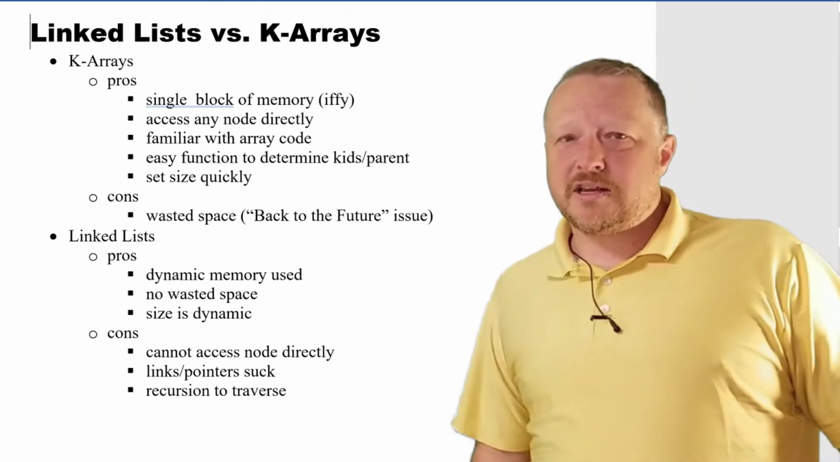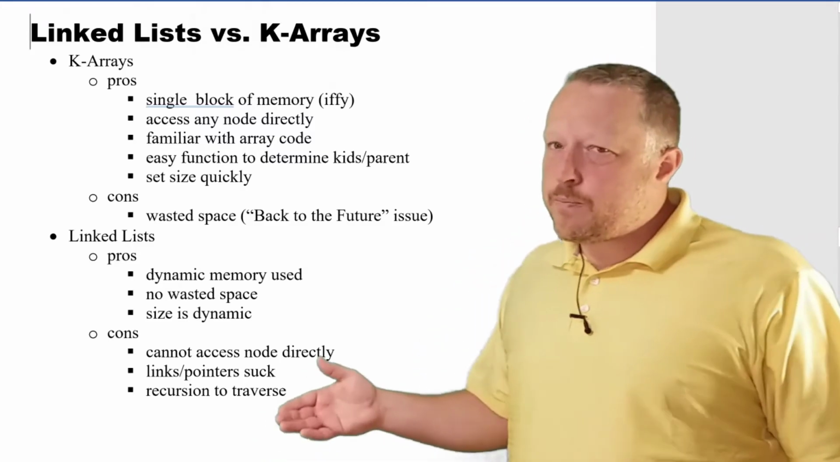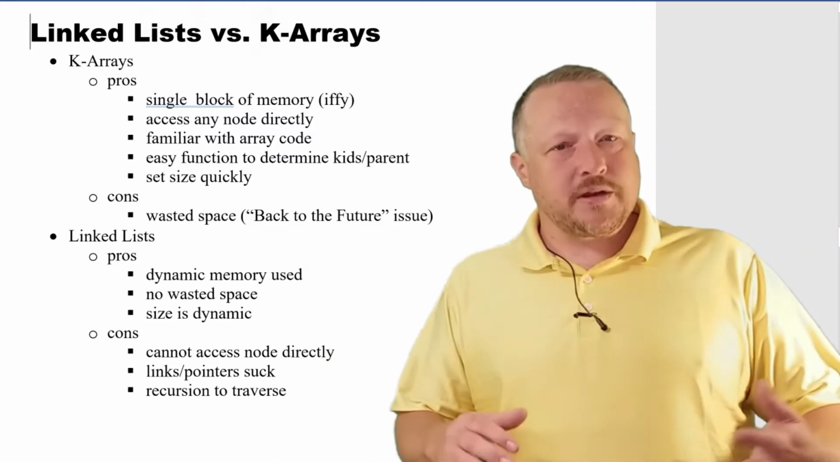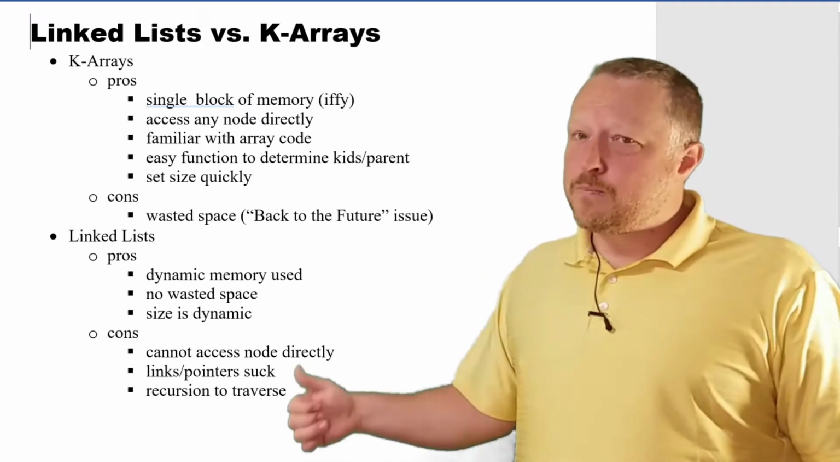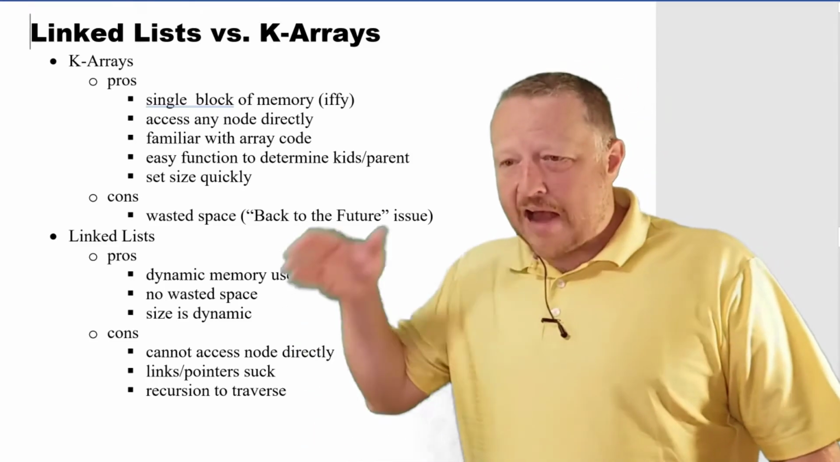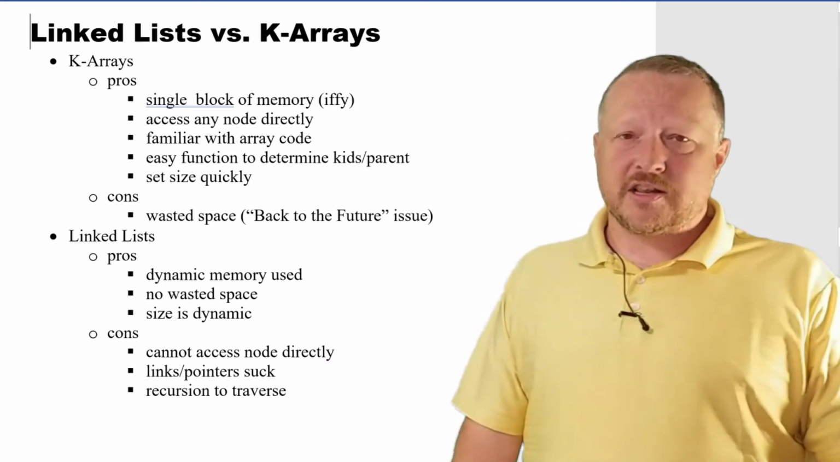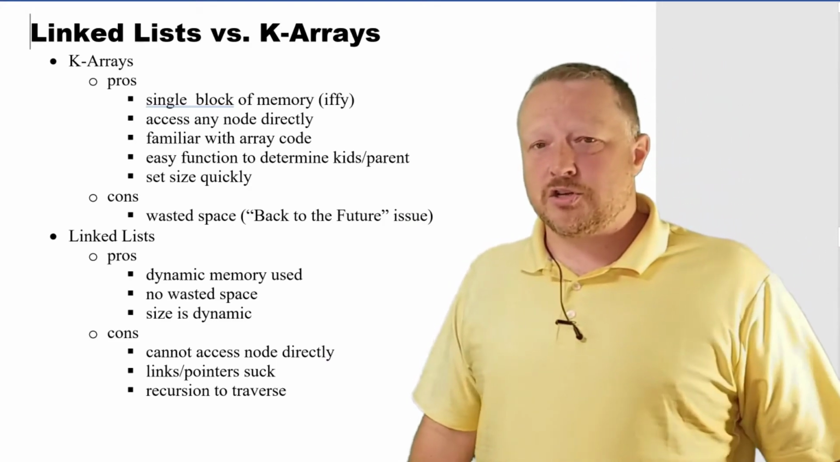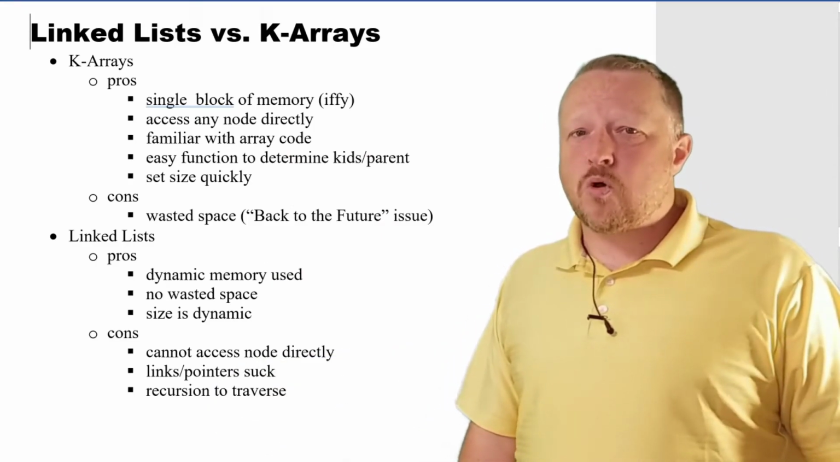The con is, frankly, we all hate pointers and they suck. We also have a bad time with recursion, which I'm hoping to honestly help you through, so it won't be too bad. And the other bad part is that you cannot access the node directly. You have to go through the tree, find it, and then you have access to that single node after you've done the search to get to it. So there are some goods and bads in each one of them.